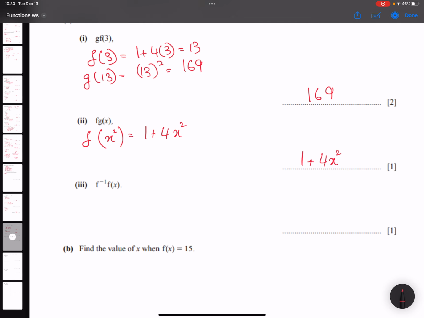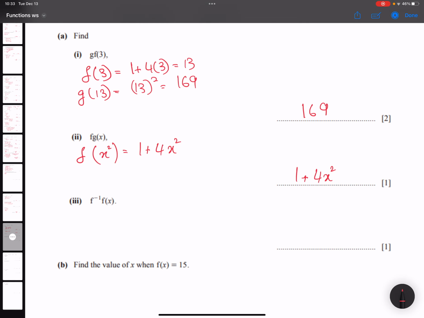And after that, f inverse f of x. Now listen to me. When a function is composed with its inverse, the answer is always just the input, which is x. So it takes you back to x. That's why it's just a single mark. So you need to understand this. f inverse f of x is just x. g inverse g of x is just x. g of x, g inverse of x is also just x.